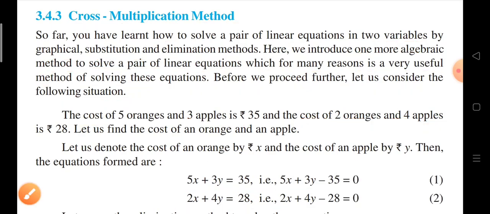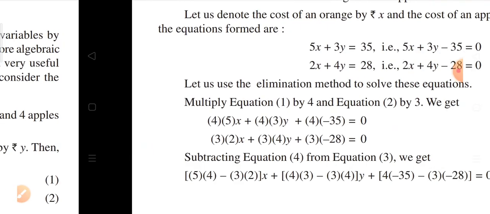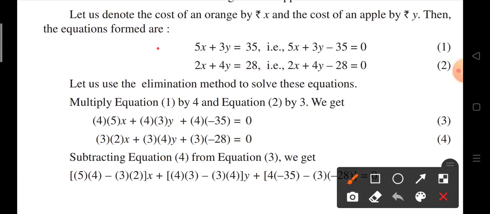Now these equations are the general form of writing the equation to deal with cross multiplication method. On the right side we have to take only the 0. All the terms should be shifted to left hand side of the equation. Now we have the equation. Let us use the elimination method to solve these equation.